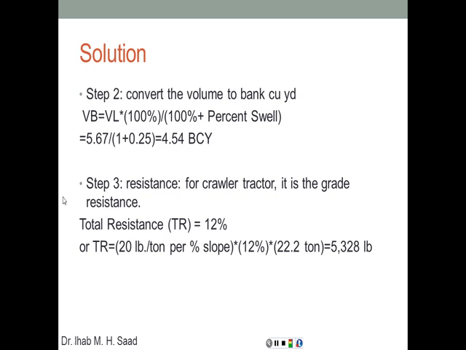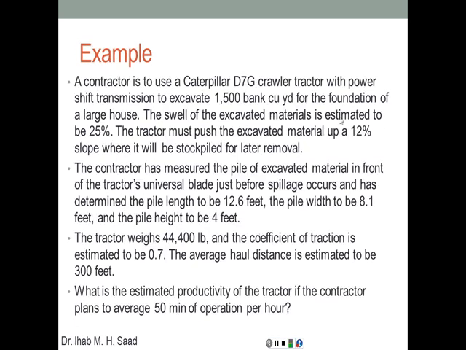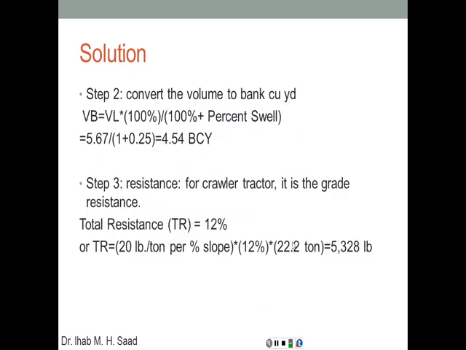Now we're going to look at the resistance. For that crawler tractor, we do not have rolling resistance. We don't have any tire flexing. Therefore, all the resistance for the crawler tractor is going to be only the grade resistance, which is going to be 20 pounds per ton per percent slope times 12% times the weight of the equipment in tons, which was given here as 44,400 pounds, which is 22.2 tons. So the total resistance is equivalent to 5,328 pounds.